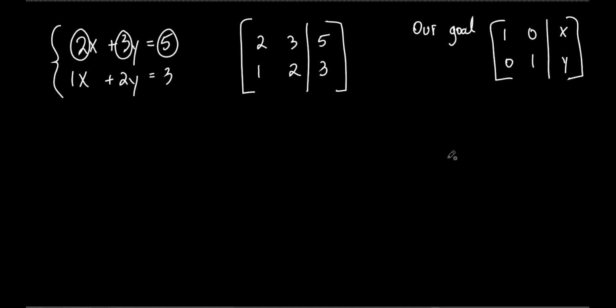How in the world are we going to do that? Well, first of all, look, I got a 2 up here and I got a 1 down here. So let's do this just to make it a little bit easier for us. Let's just switch the rows because we can do that.